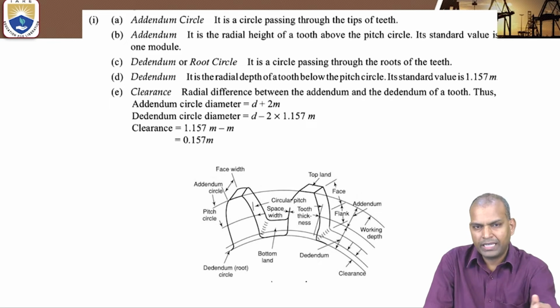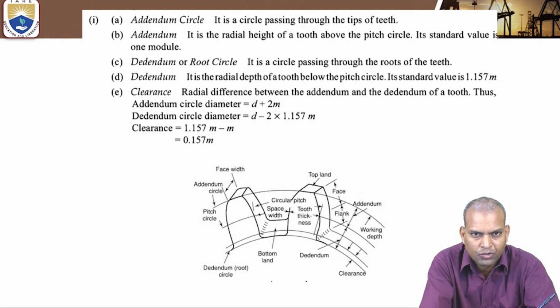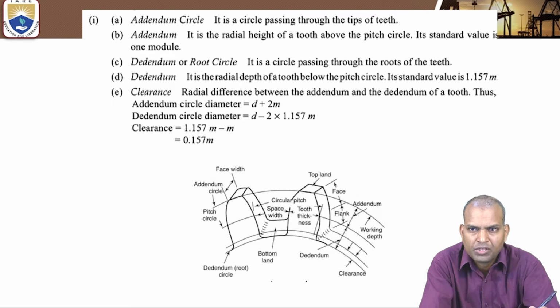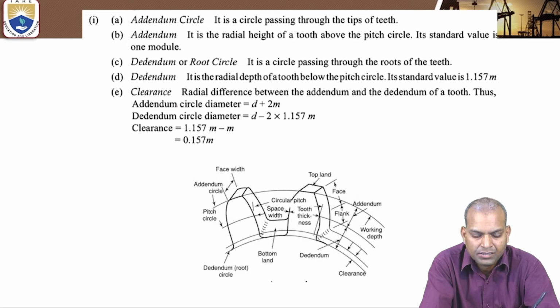Now let us refer to the gear teeth. What is the addendum circle? What is the addendum? What is the dedendum circle? What is the dedendum? What is the clearance? What is the top land? What is the pitch circle diameter? What is the space width? What is the tooth thickness? We'll understand them here.